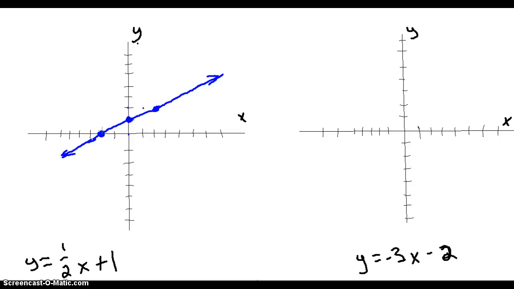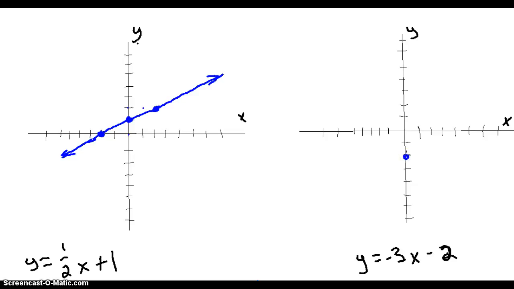Now let's take a look over here at this other line, y equals negative 3x minus 2. So again, we notice that the b is negative 2. That means our y-intercept is going to be down here at negative 2. So we're going to go (0, negative 2). Let's plot that point first.